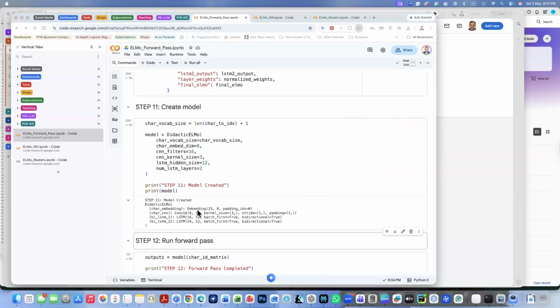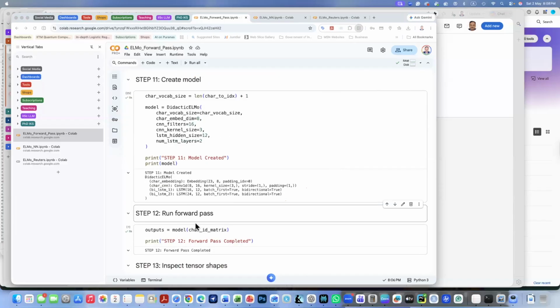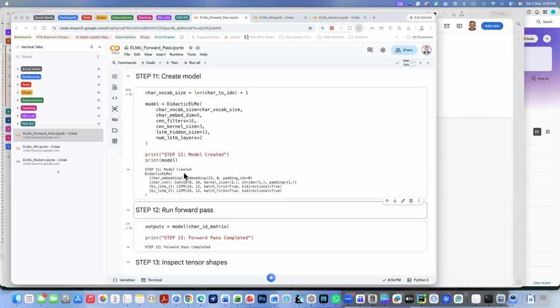Now you see that this is the convolutional neural network. It has a kernel size of 3, and it has 16 filters. 16 filters will give 16 outputs, and then I put it into an LSTM of 12 units. So this will give 12 units. This will become the input, and then 12 plus 12 becomes 24. So I will get a 24-element representation of the words at the end. Let me confirm it by showing it to you.